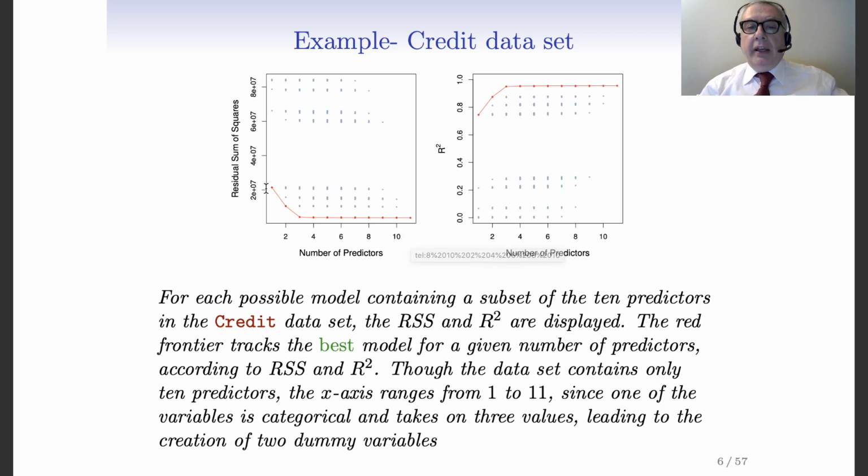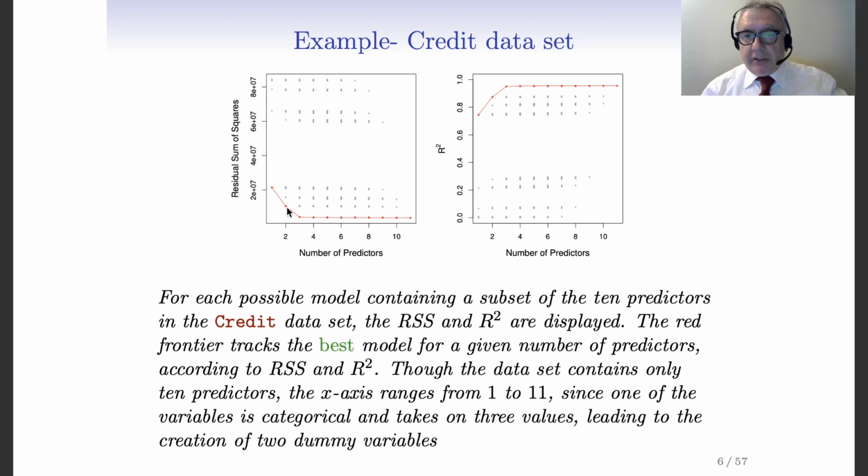Okay, and here you can see the RSS for all the models. So here are all the models with one predictor, and since the predictors are 11, these are 11 models, some of them perform very similar, so you can see that many points are almost overlapping. These are the performances of all the models with 2 predictors, and so on. And we are interested in the best models in terms of RSS. So amongst all the models with one predictor, I take the one with the smallest RSS, and which is this one. Amongst all the models with 2 predictors, I take the one with the smallest RSS, that is this one.